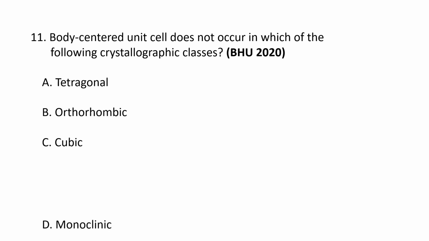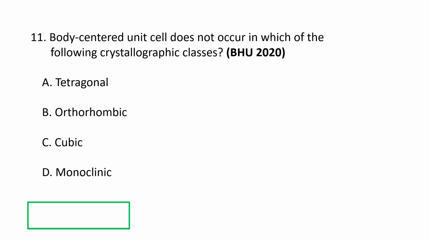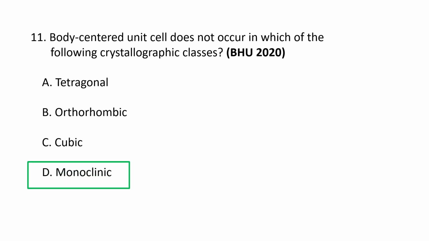Next question. Body-centered unit cell does not occur in which of the following crystallographic classes? A. Tetragonal, B. Orthorhombic, C. Cubic, and D. Monoclinic. So the correct option is D. Monoclinic. A body-centered unit cell is not possible in the monoclinic crystal system.